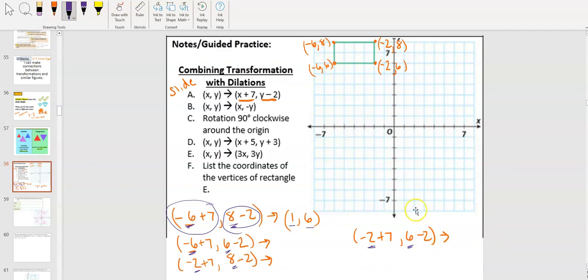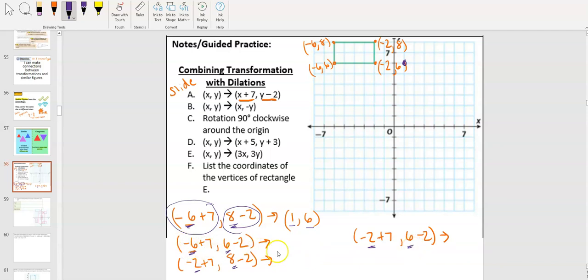Now I can double check that by actually counting. Okay, 7 on x: 1, 2, 3, 4, 5, 6, 7. And down 2: 1, 2. So that's going to be my new point. And if I check my work down here, it should be at (1, 6). And I'm right, (1, 6). There we go. So I'm going to do the rest of these ordered pairs right here.